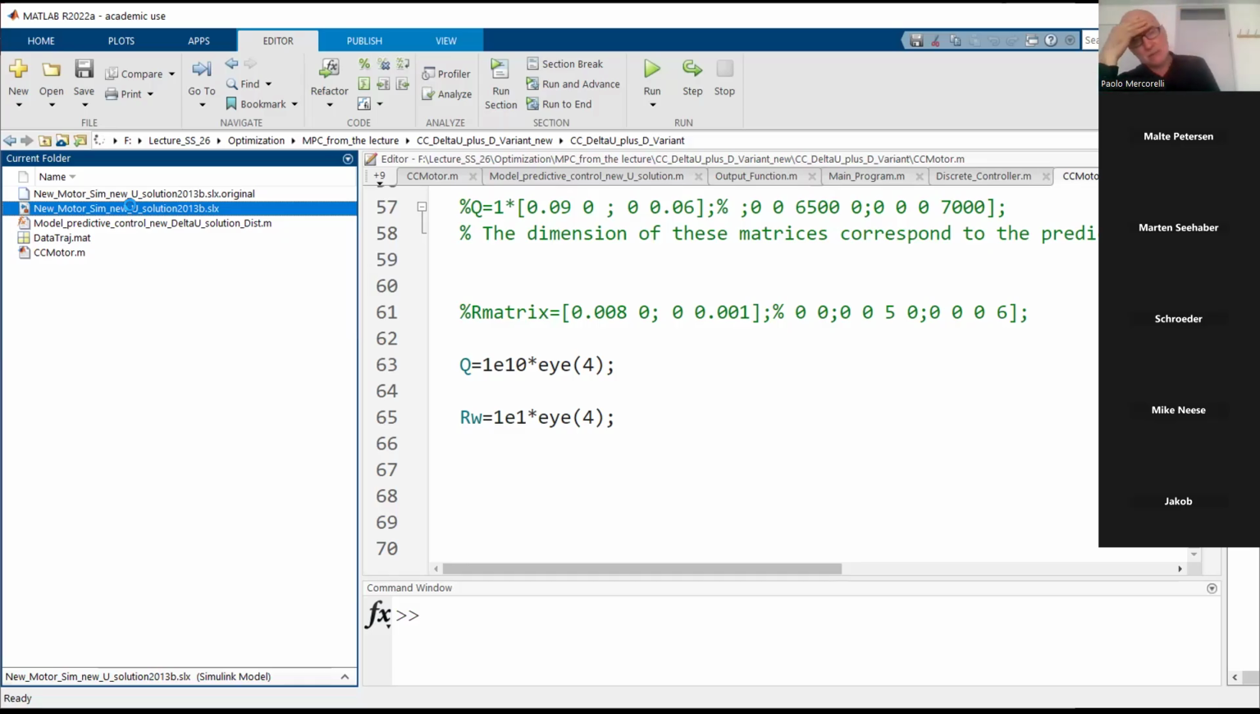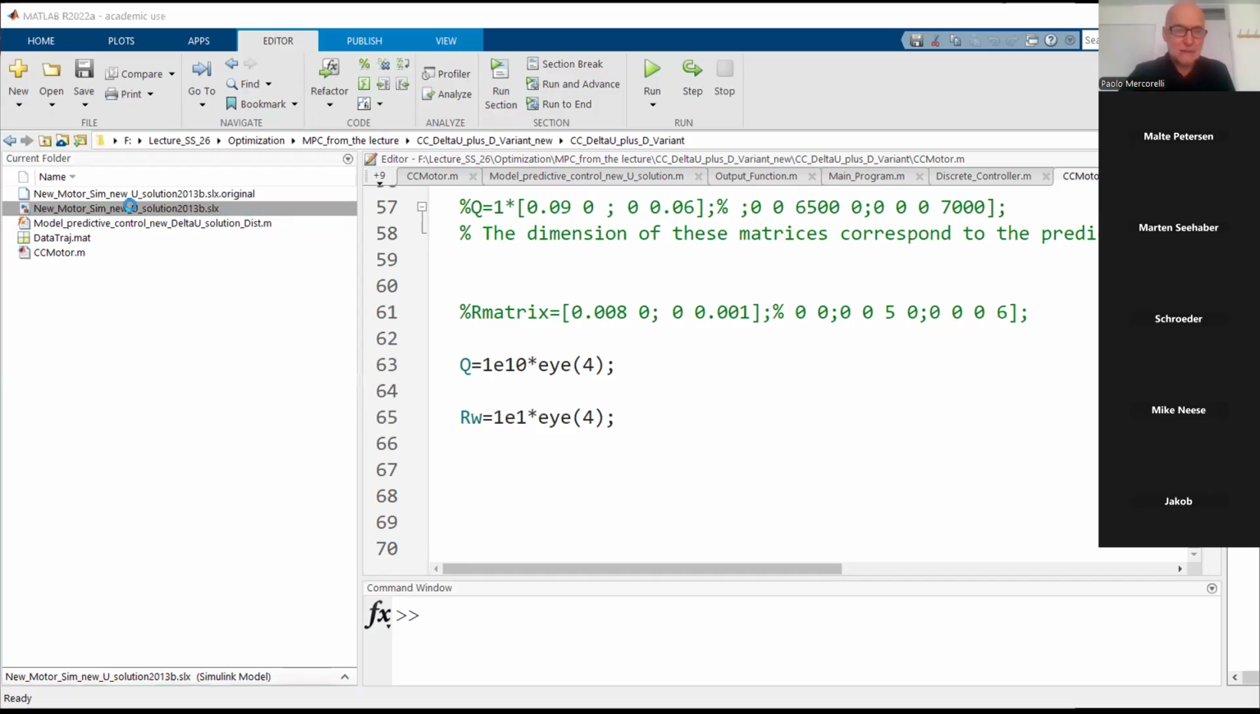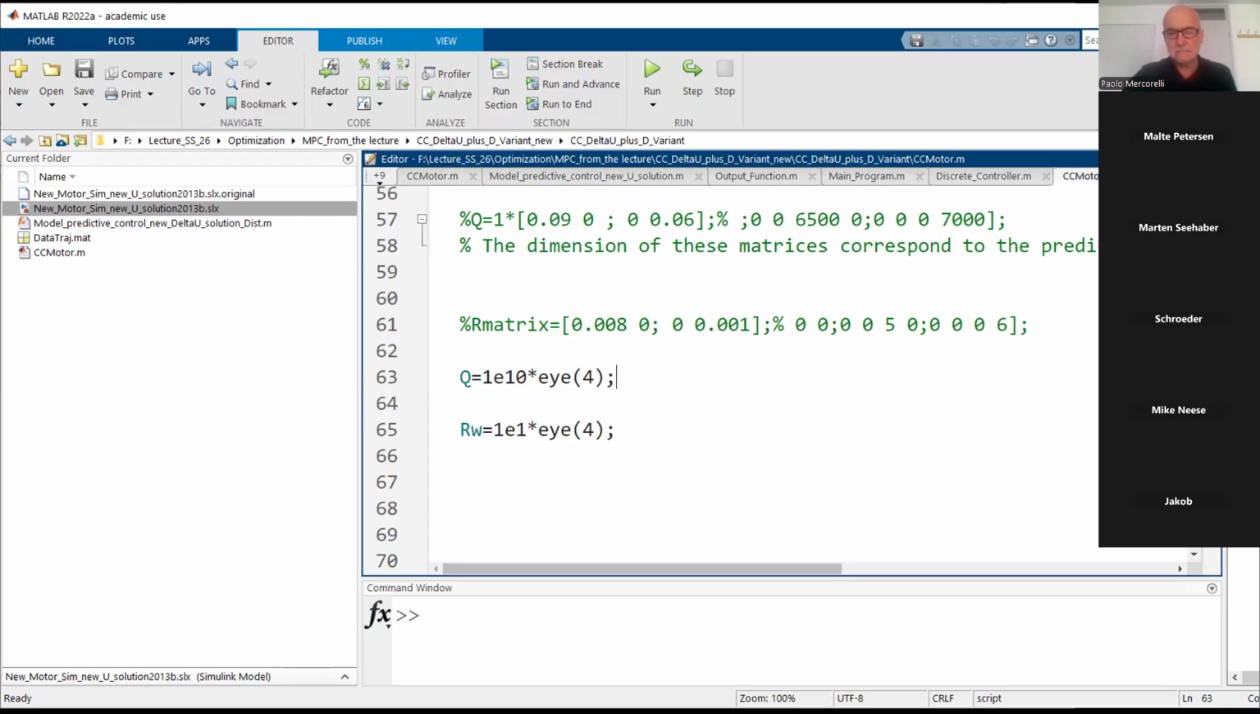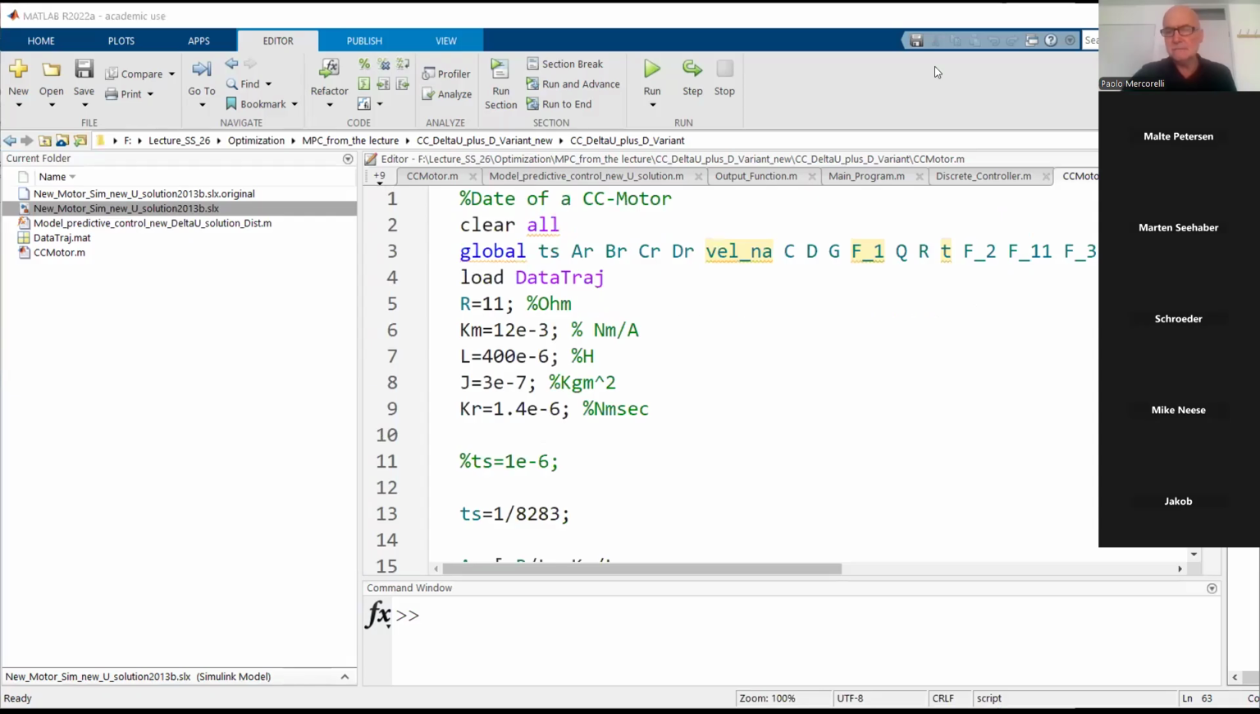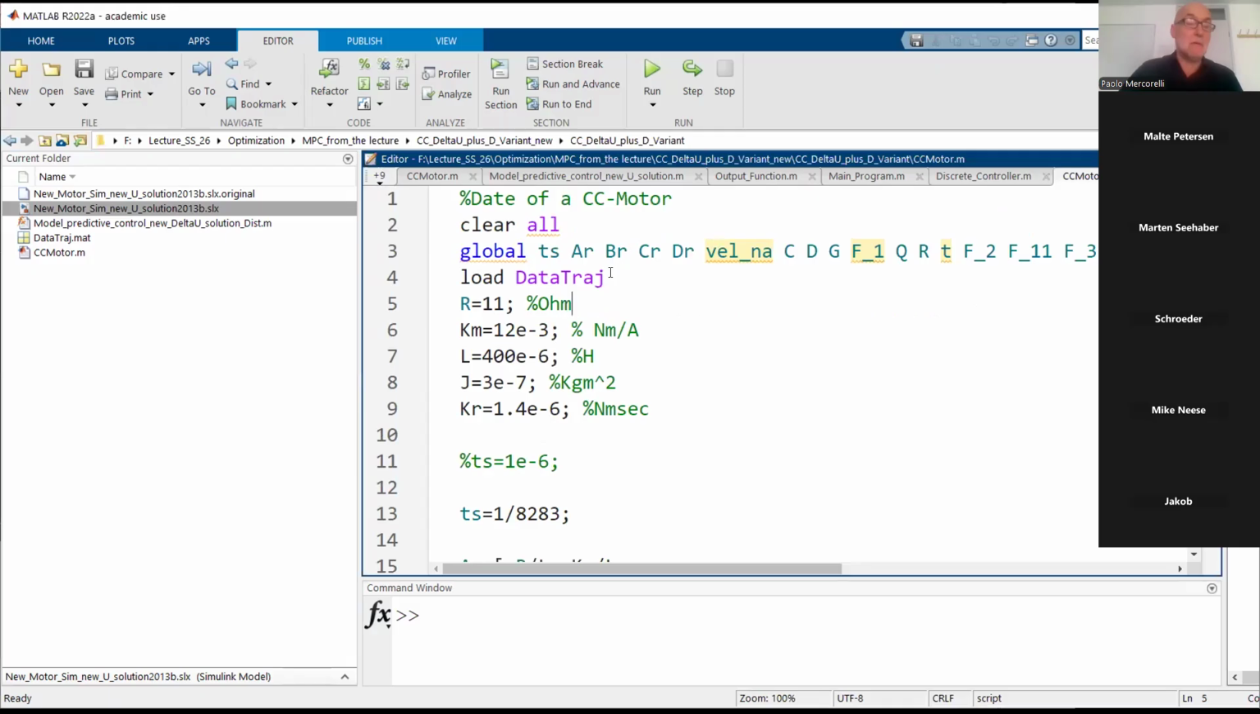One second, because opening Simulink on my PC takes time. I hope it will open, because sometimes, let me share. Probably, let me see one thing. I have to close the windows.